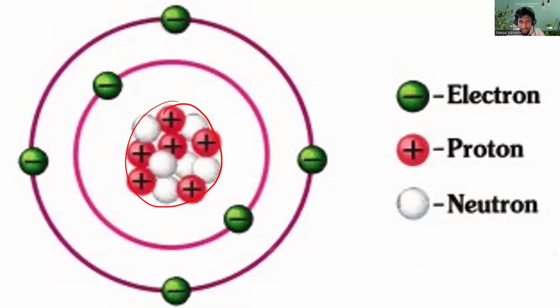Did you get the idea? The neutron is there, but it doesn't have a charge. But the nucleus has a charge. So the nucleus will have the positive charge because of the proton. Did you get the idea?